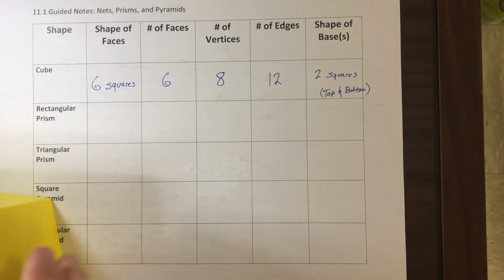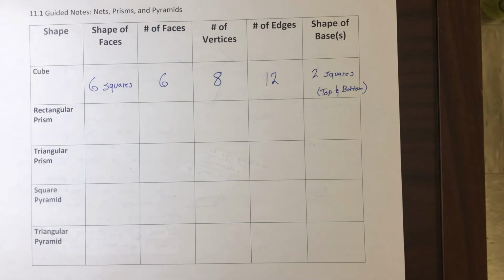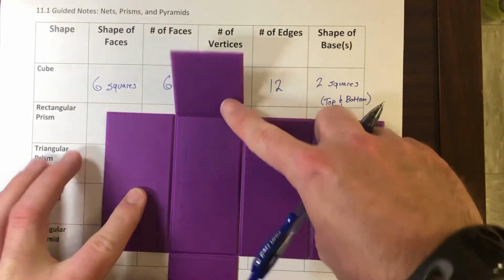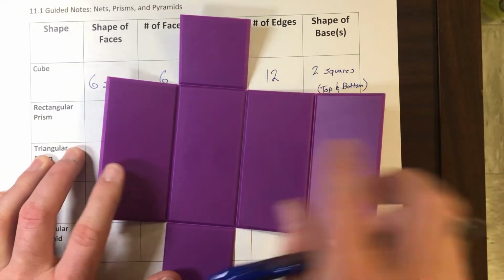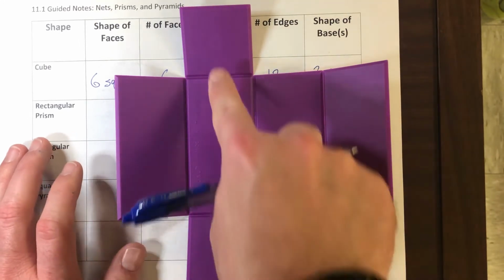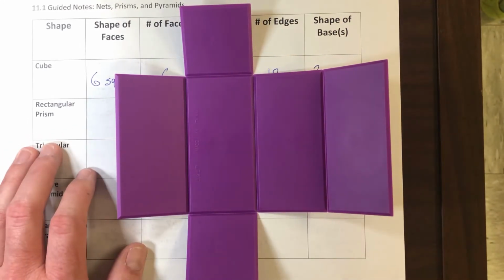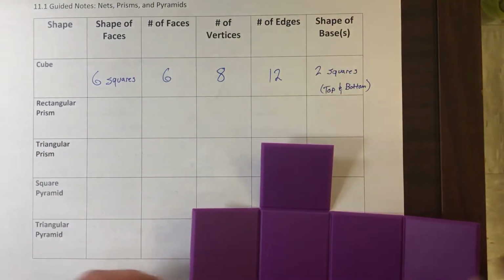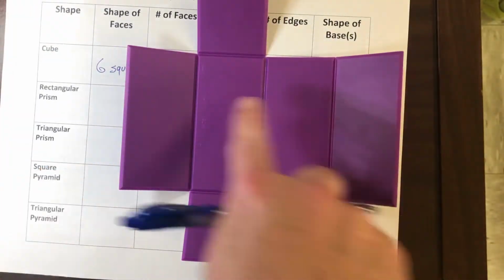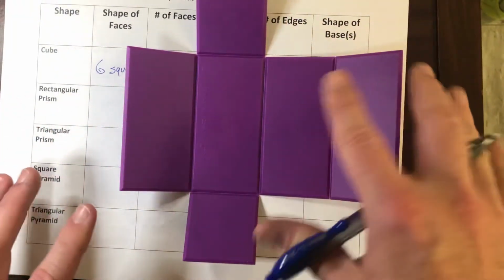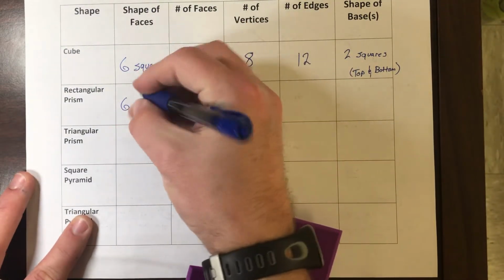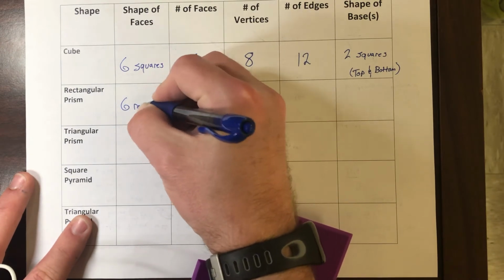Okay, next, rectangular prism. Here's a rectangular prism. I'm going to unfold it out into its net. For the purposes of this video, we are not going to assume that's a square. I honestly haven't measured it, so it's safest to say it's a rectangle. So what are the shape of the faces? In other words, what are the shape of all the surfaces? They're all rectangles. How many rectangles are there? There's 6. So rectangular prisms are made up of 6 rectangles.